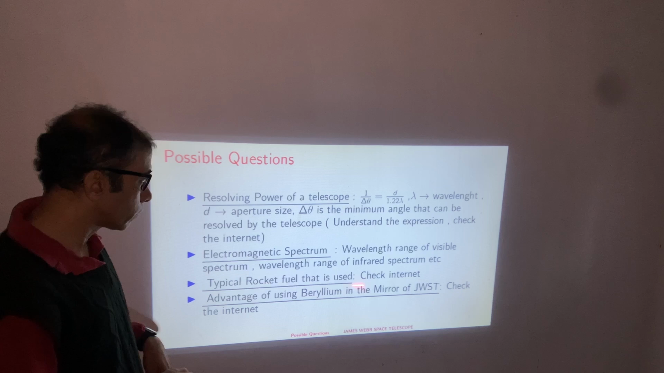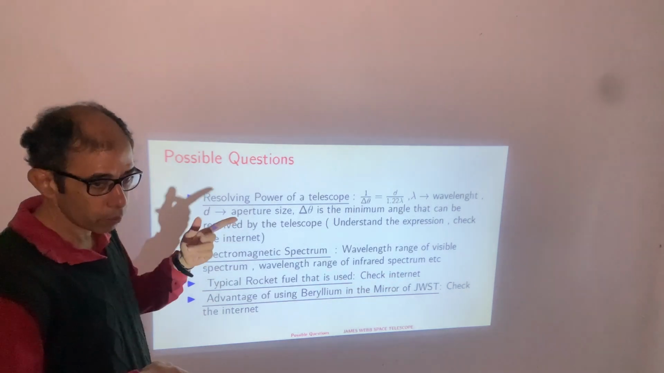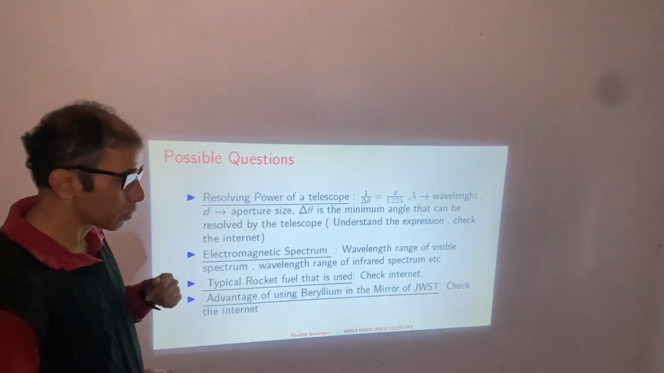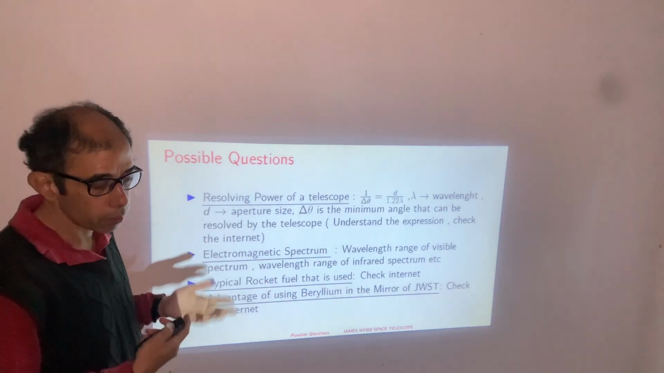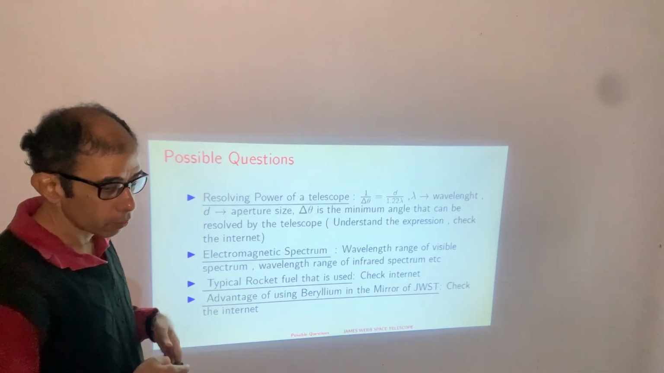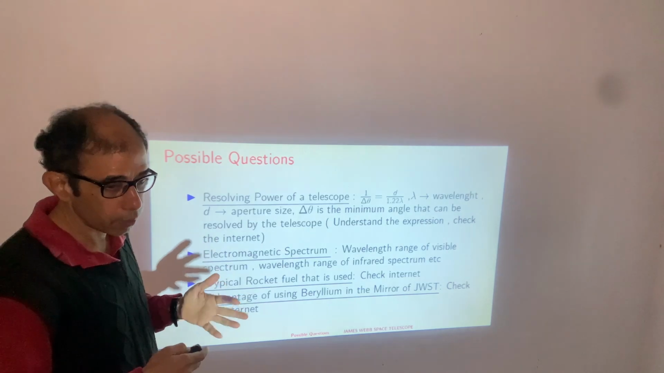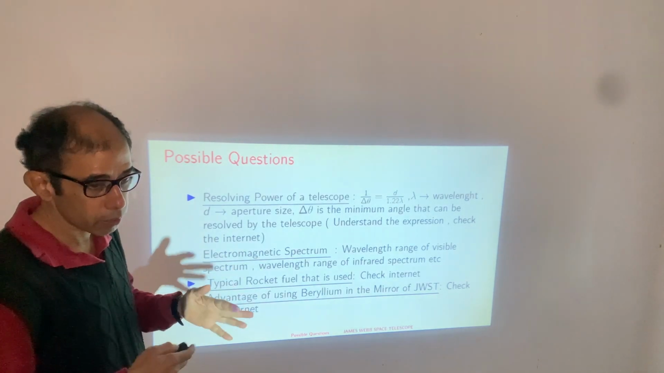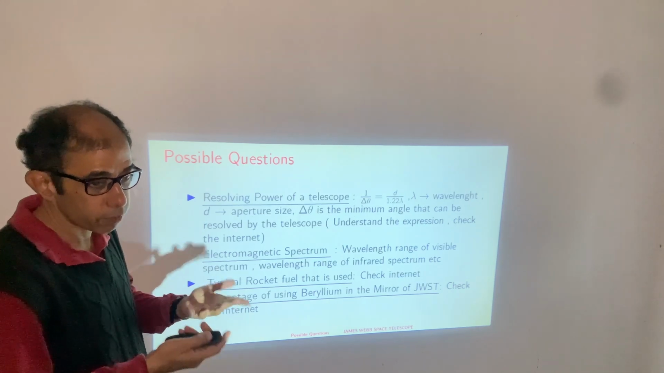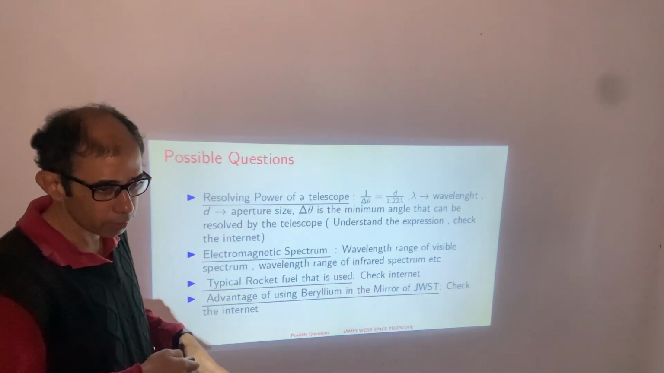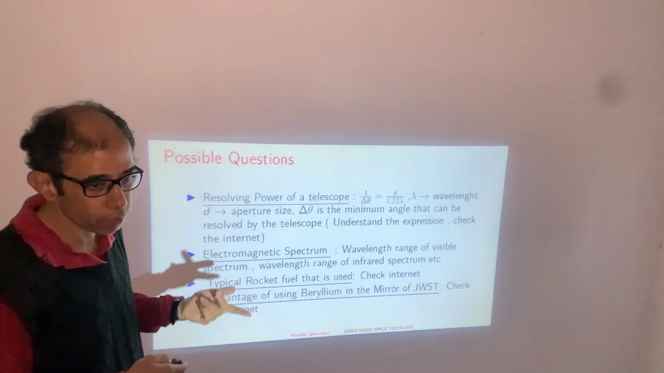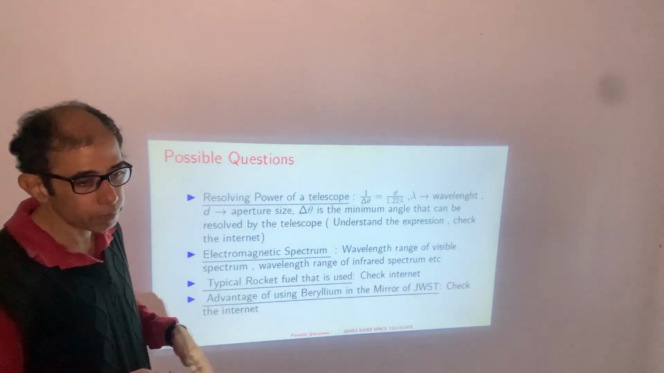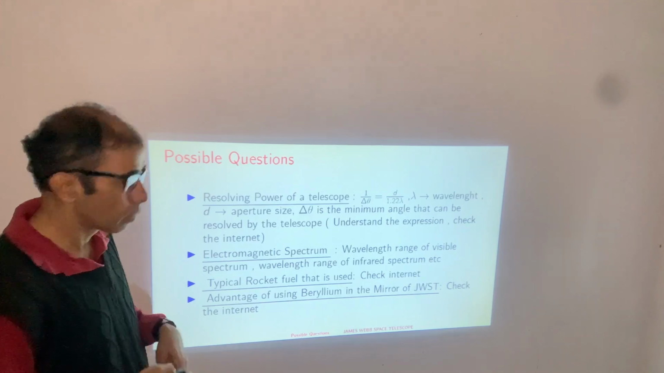And the telescope was delivered to its final destination by a rocket. So a rocket uses fuel. So what kind of fuel is that? It uses liquid oxygen as an oxidizer. So what is the fuel that burns and gives the energy? Just check the internet. There are many kinds of fuel, but one kind of fuel is very commonly used. What is that fuel?